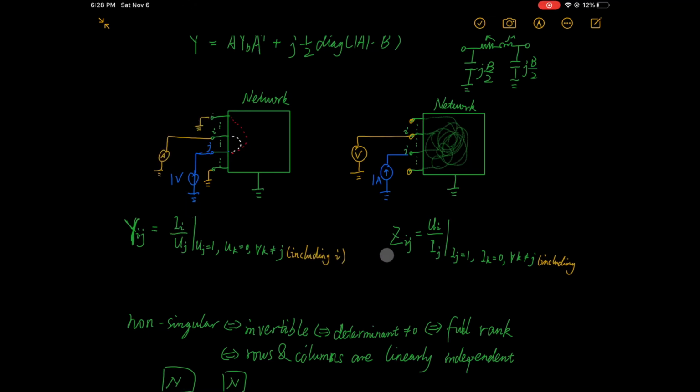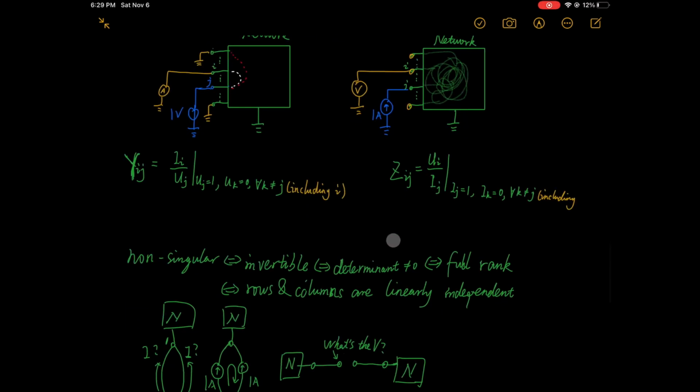What about Zij? Let's inject 1 ampere at node J while keeping all other nodes open-circuited. Since all the nodes are connected to the whole network, as long as they are not short-circuited to the ground, their voltages are typically non-zero, no matter whether it's a node directly connected to J. Then the voltages at these nodes are non-zero, so the Z matrix is not sparse.